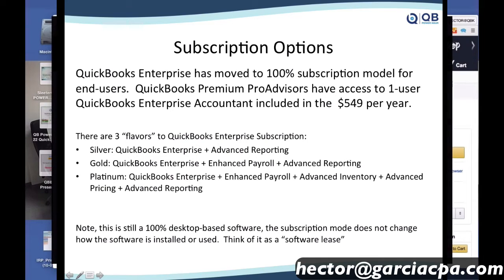But let's talk about it. For pro advisors, you're going to have a version of Enterprise for yourself or one user. So if most of you are pro advisors, I think here, that's $549 per year. Now for the users, there's going to be 3 flavors. We're going to see the silver subscription, which is going to be the core Enterprise product that we're talking about now, and the advanced reporting new module that was introduced last year. There's the gold subscription, which is basically the silver plus the enhanced payroll. That's all built in and rolled into the price. And then the platinum, which is going to have the QuickBooks Enterprise core, the enhanced payroll, the advanced inventory, and the advanced pricing.